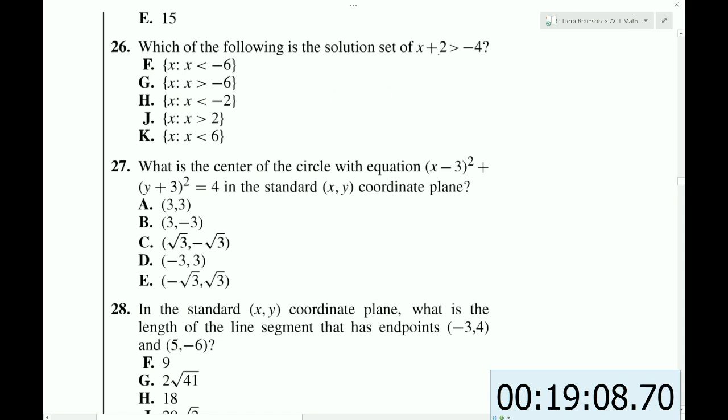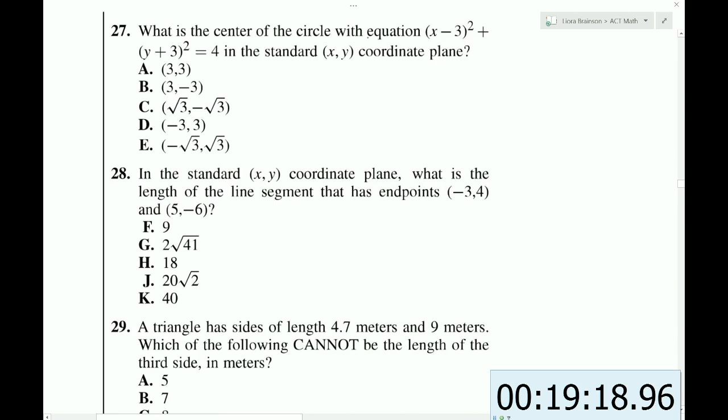Which of the following is the solution set of this? So we subtract 2 from both sides. We get x is greater than negative 6, which is choice G. What is the center of the circle with this? Okay, so the center is just going to be the opposite of these guys. So the x value is going to be 3. The y value is going to be negative 3.